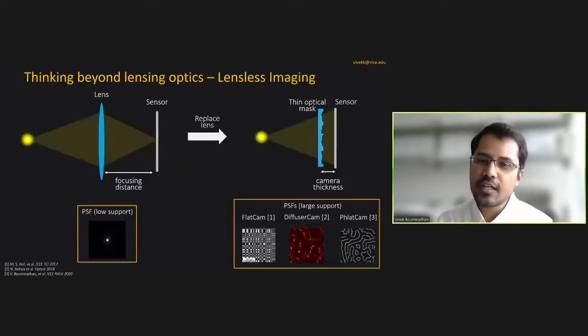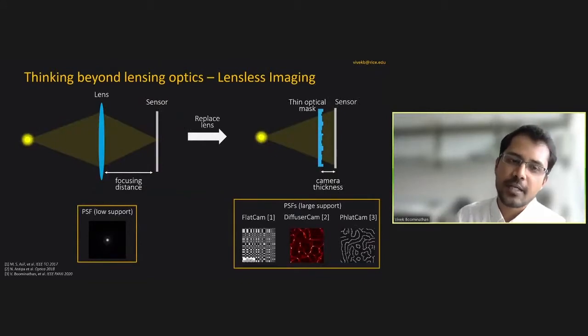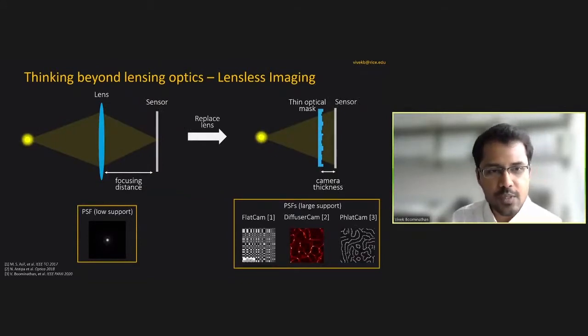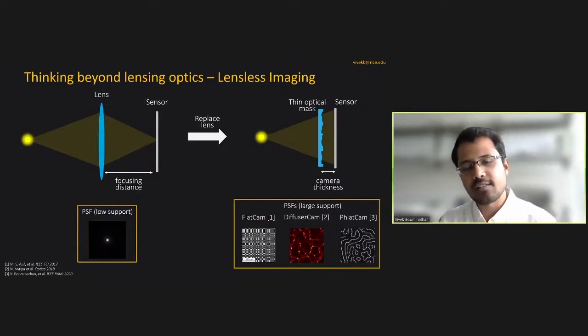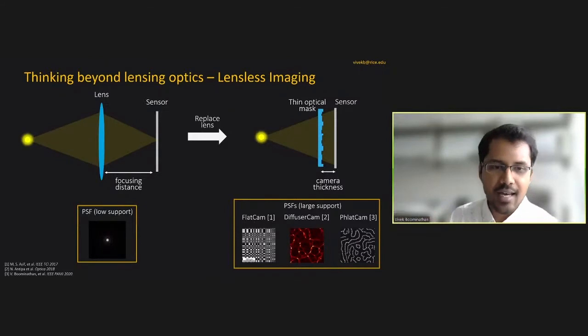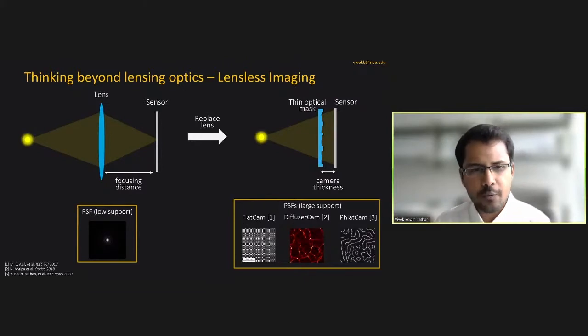So in that case, what we are going to introduce is to go beyond such lensing optics, which tries to focus light. What we want to do is replace the lens with a thin optical mask that's not going to do focusing, but rather it's going to map a point in the scene to a 2D pattern, a larger pattern. Instead of a point to a point, it's going to be a point to a larger pattern. What we call this pattern is a point spread function because it's a response to a point. And in this way, we don't need to continue having this focusing distance as our thickness constraint. We can go smaller than the focusing distance and achieve smaller thickness of cameras.